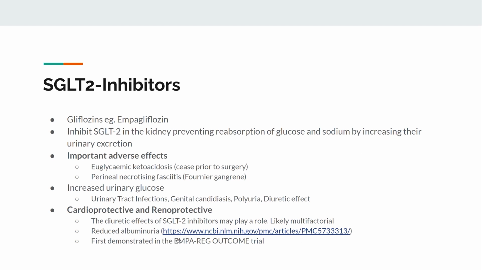When I was on neurology, one of the consultants randomly pimped me and said, "Oh, what's the name of the trial that showed that they were renoprotective?" You shouldn't know that. Consultants ask you insane questions, but it turns out that it's the EMPA-REG OUTCOME trial. And because that was such a weird question, I'm going to remember that forever now.